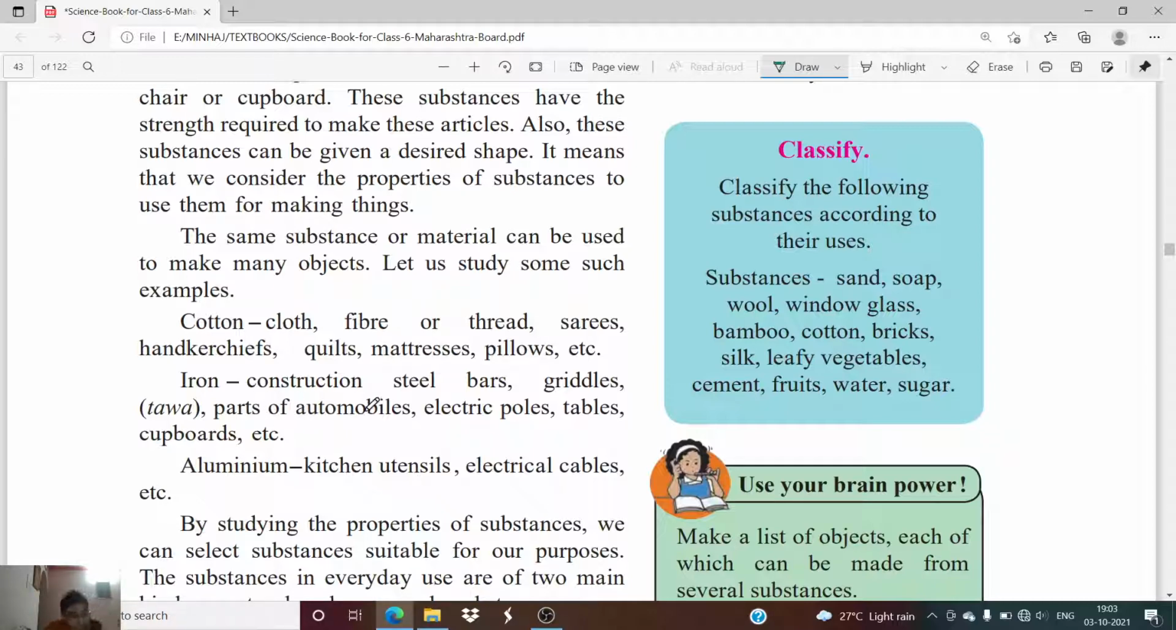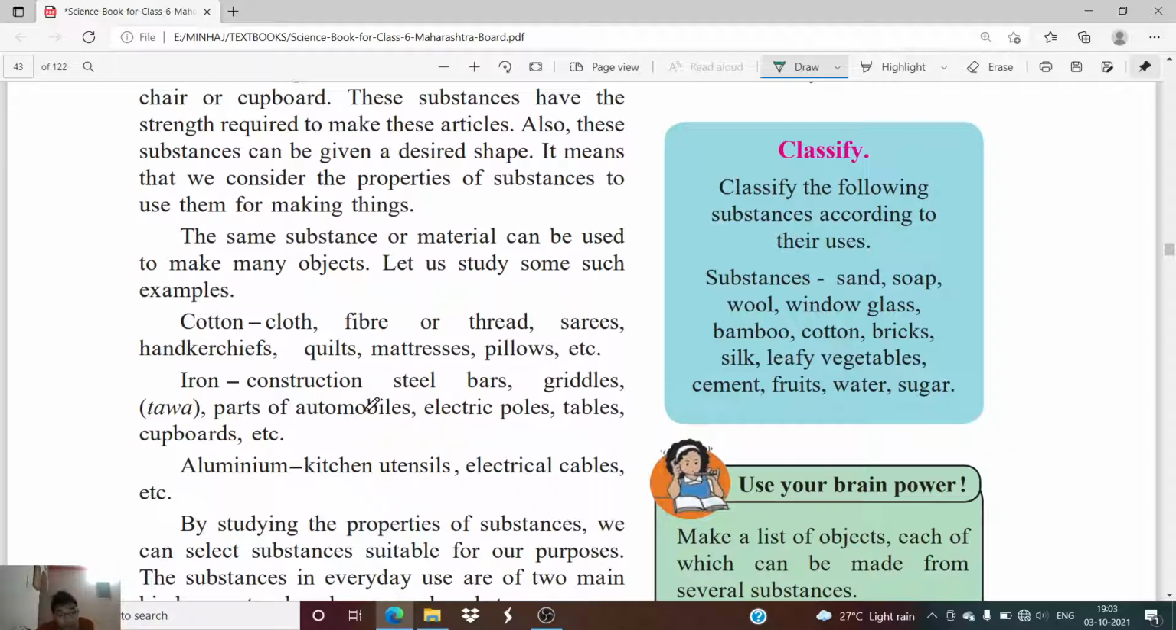Then electric poles are made up of iron. It was used some years ago. Now we use concrete, cement to make electric poles. But as we all know, previously iron was used to make electric poles also. Then it can be used to make tables and cupboards, etc.